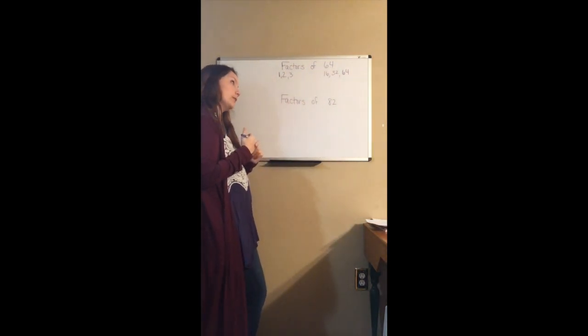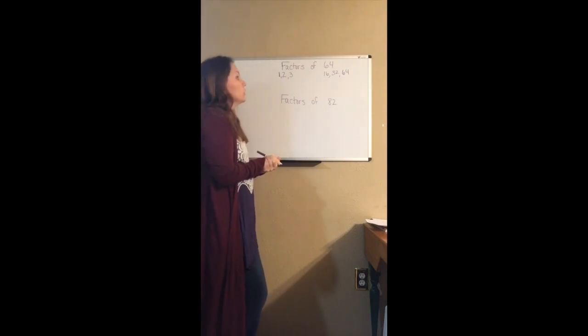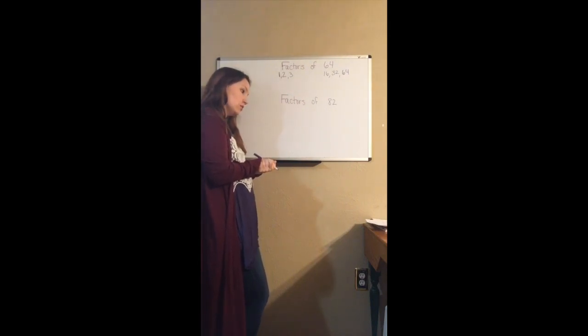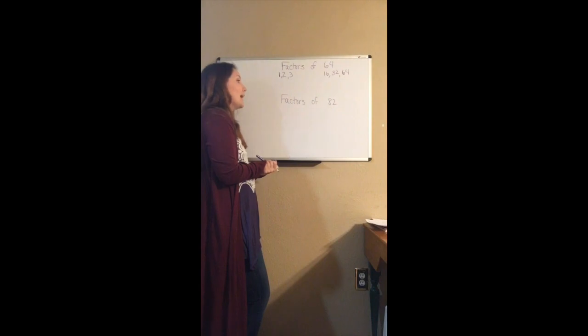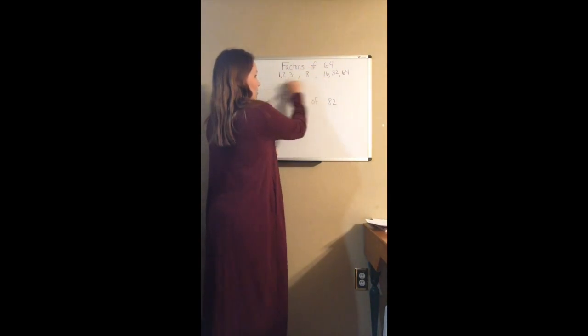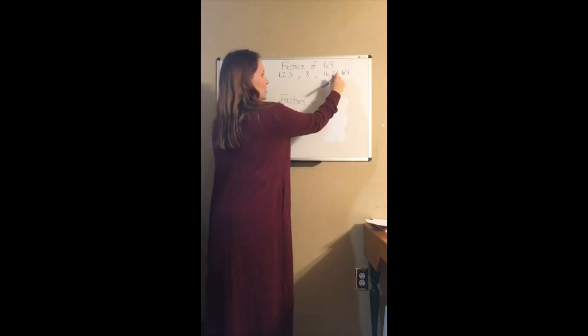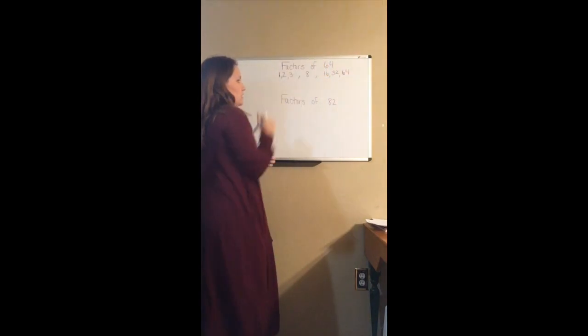Okay, does 5 go in there evenly? No. Does 6 go in there evenly? No. 64 divided by 7? No. 64 divided by 8? Well, yeah. 8 times 8 will give me 64, so I've met in the middle. So 1, 2, 4, 8, 16, 32, and 64 are all factors of 64.